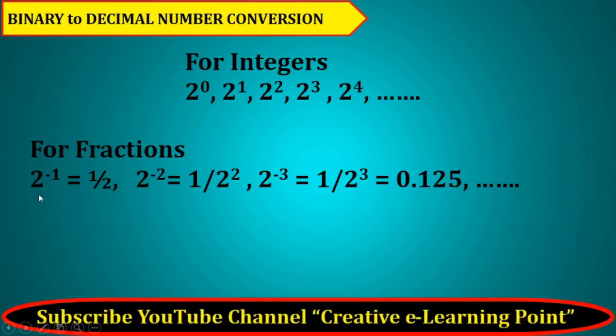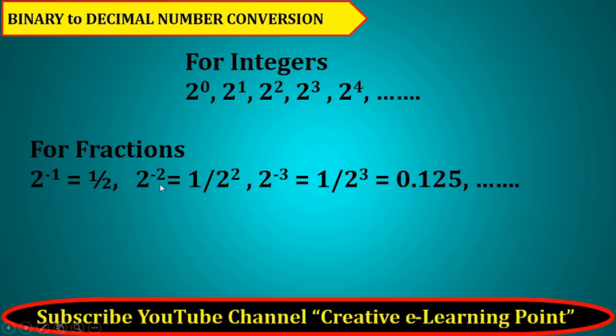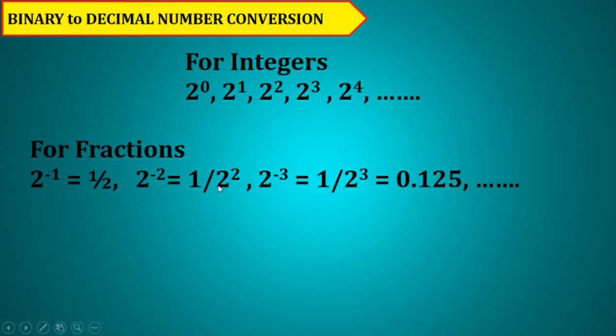For fractions, I am going to multiply the bits by 2 raised to minus 1, which means it is multiplied by 1 by 2. If any bit is multiplied by 2 raised to minus 2, it means it is multiplied by 1 divided by 2 raised to 2, and so on.